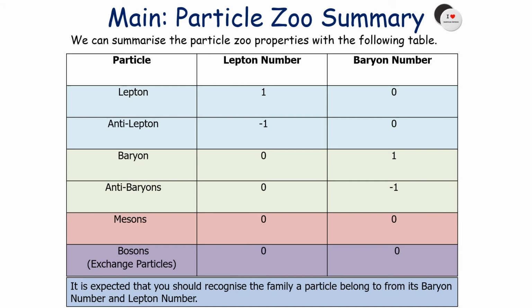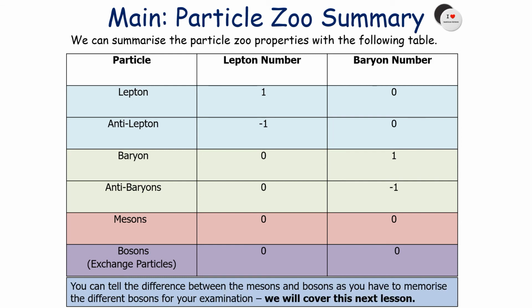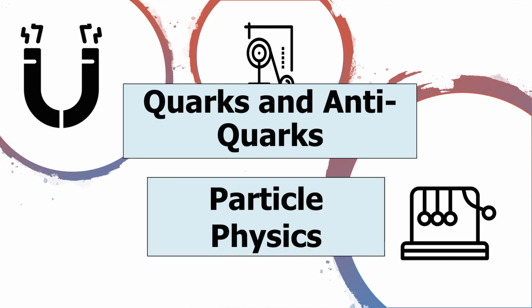Now, we can summarize the particle zoo properties with the following table. Now, as expected, you should be able to recognize the particle family it belongs to from its baryon number and its lepton number. Now, you can tell the difference between mesons and bosons as you've got to memorize the different bosons. Now, let's have a consideration of quarks and antiquarks.